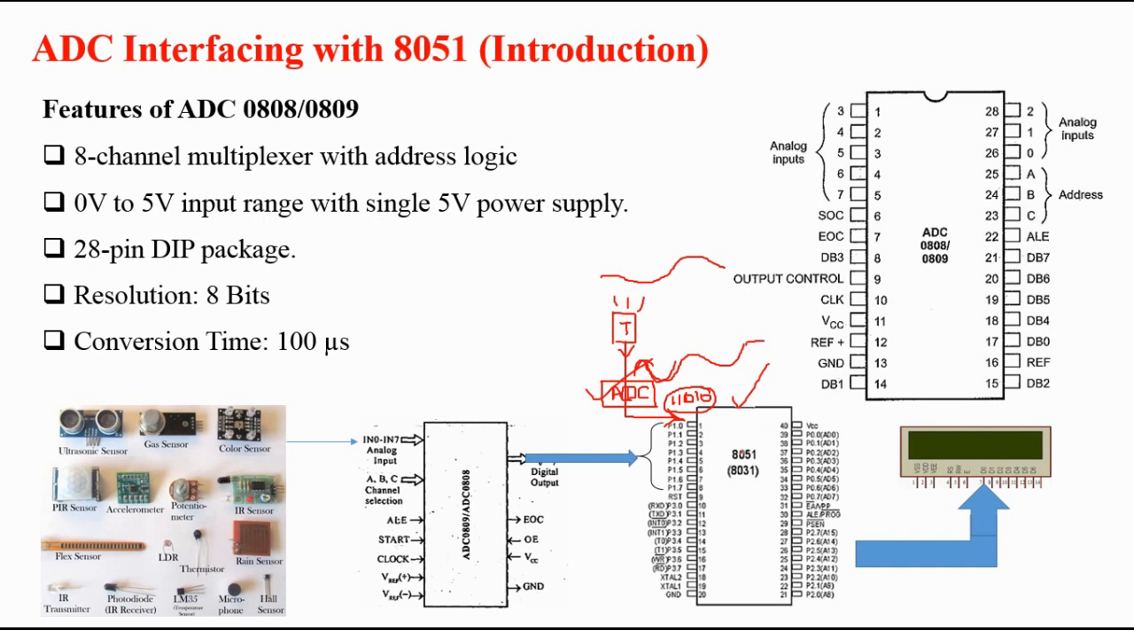8051 doesn't have ADC inside it. Now there are some derivatives of 8051 that can contain ADC in them, but the basic derivative doesn't have an internal ADC. So that is why we need to interface an external ADC to this 8051.